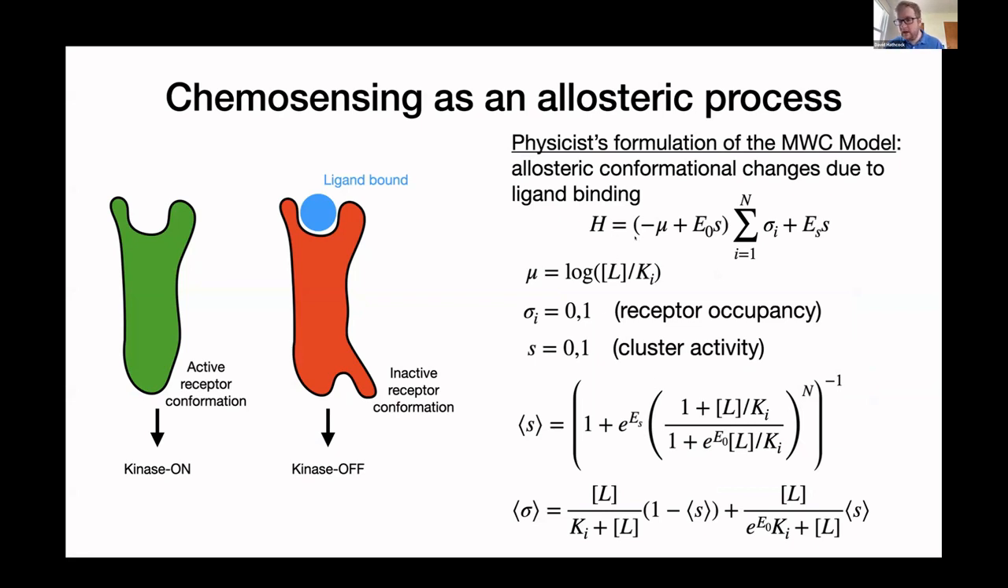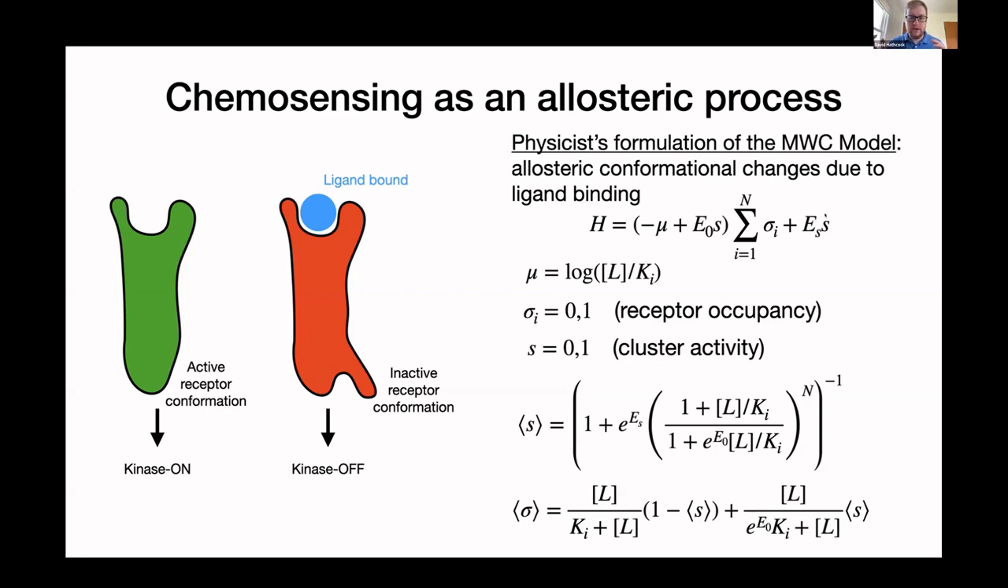So here I've written a simple Hamiltonian formulation of it. It involves a cluster of N receptors, and each of these receptors have binding or occupancy degrees of freedom. They can either be bound to ligand or not bound. And then the other key assumption of this model is that there's an all or none activity behavior within this cluster. So all the receptors are either simultaneously active or inactive, and that's captured by this degree of freedom S.